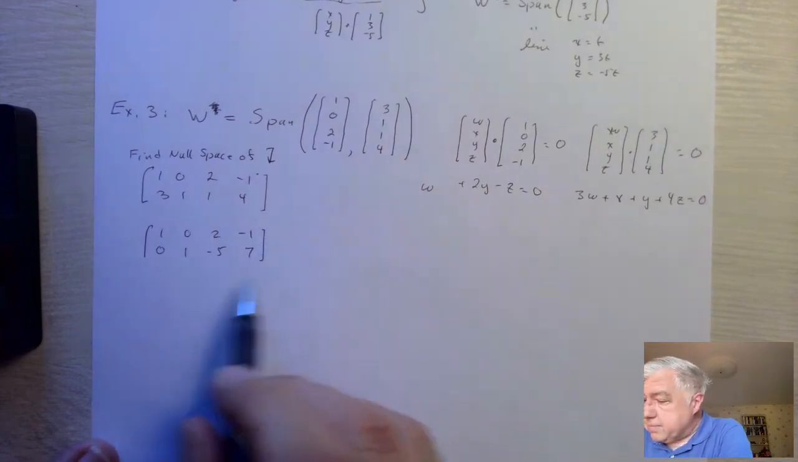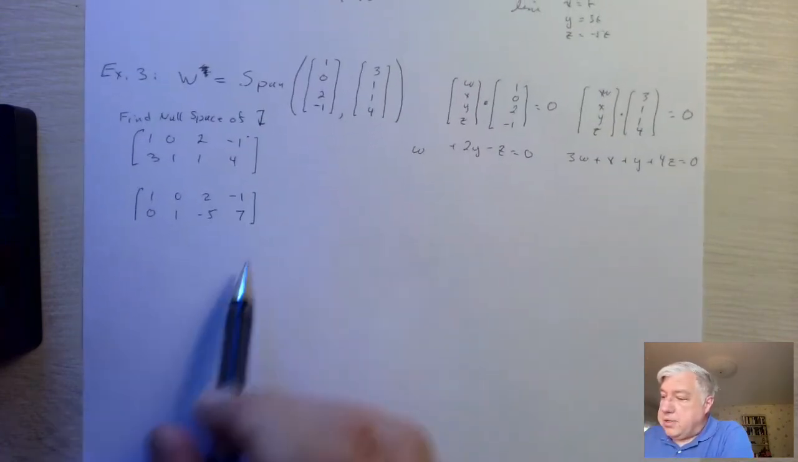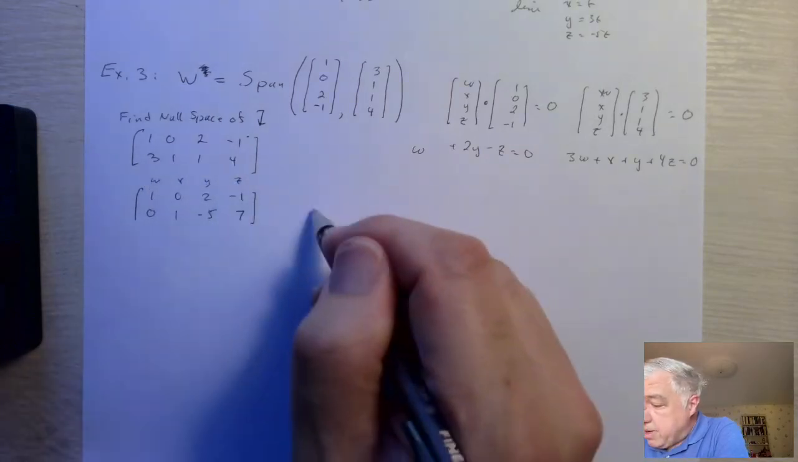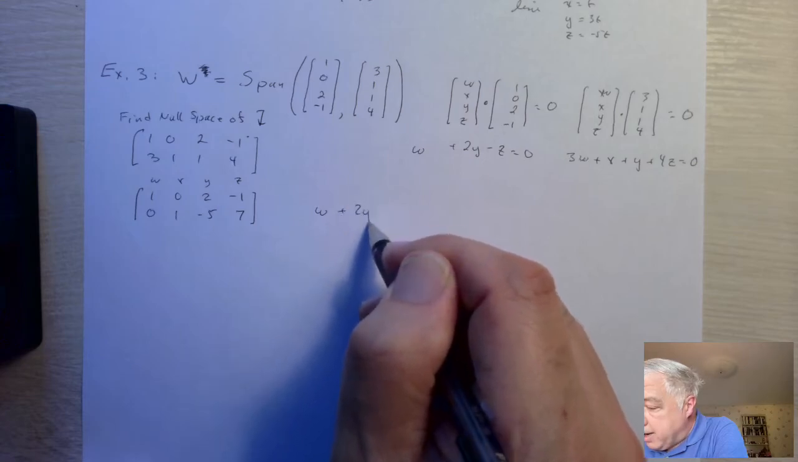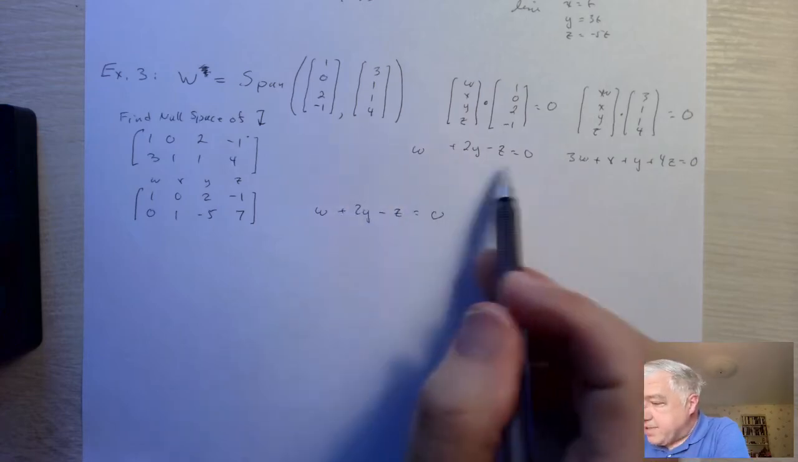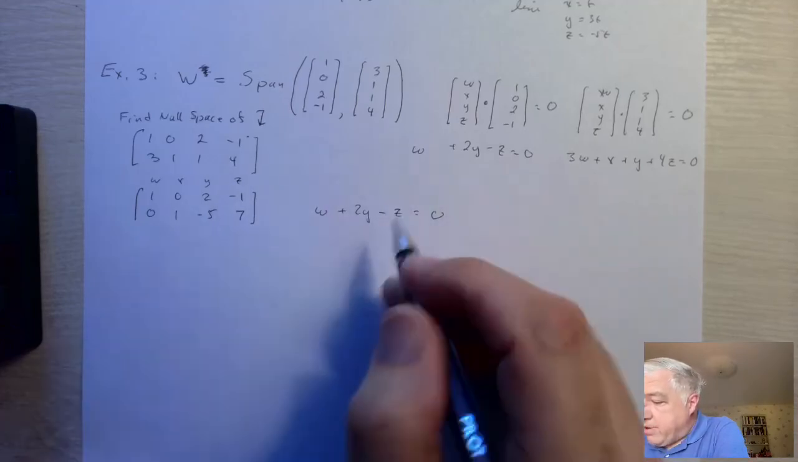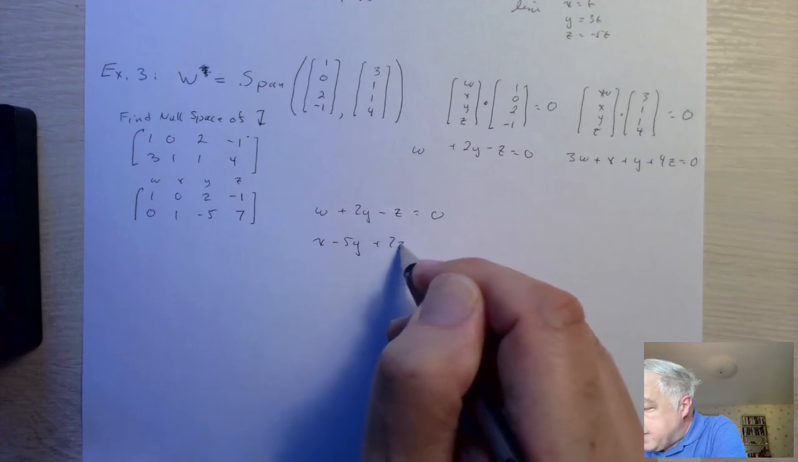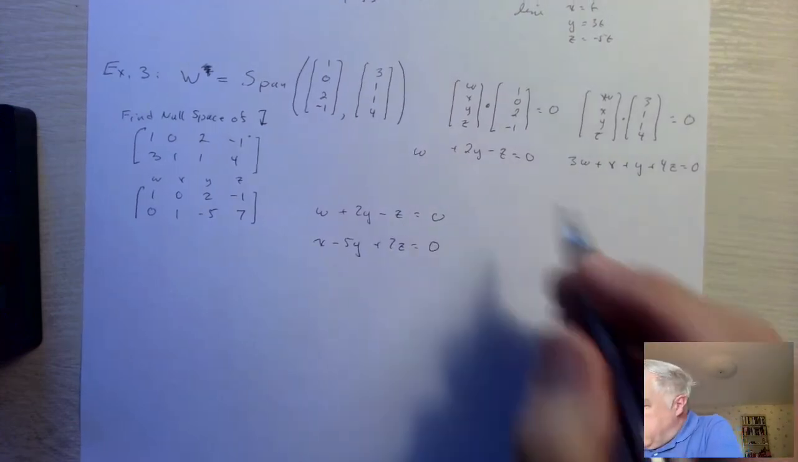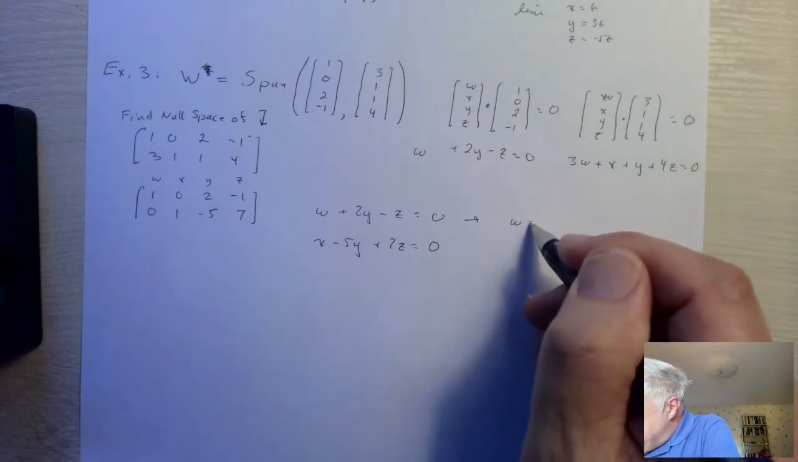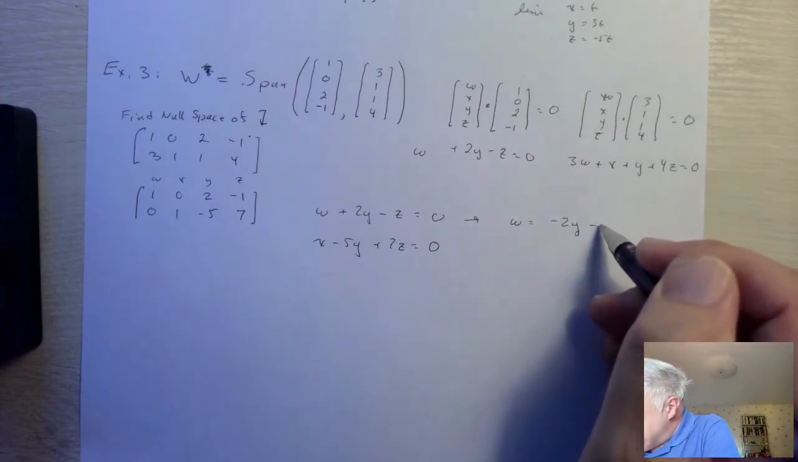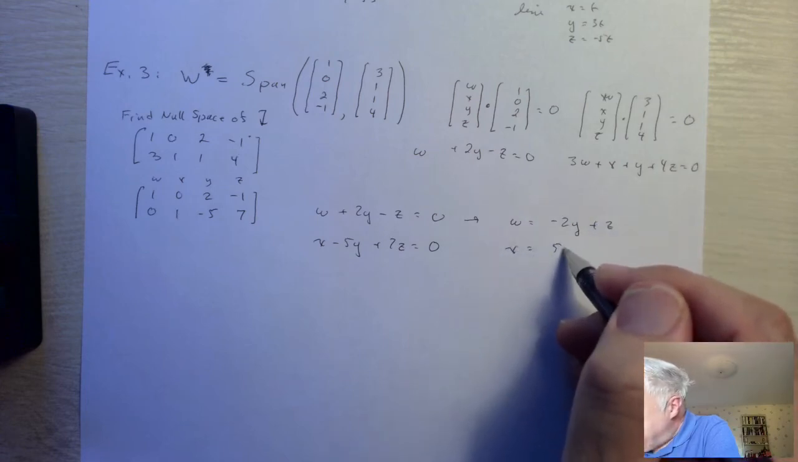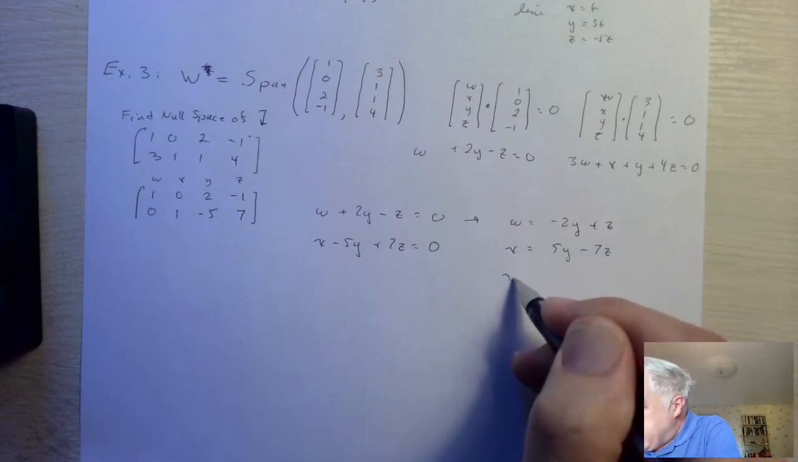So now, if this corresponds to the variables w, x, y, z, we get that w plus 2y minus z equals 0, which is in fact the same thing we had up here. And down here we get x minus 5y plus 7z equals 0. And this tells us that w can be written as minus 2y plus z, and x can be written as 5y minus 7z.